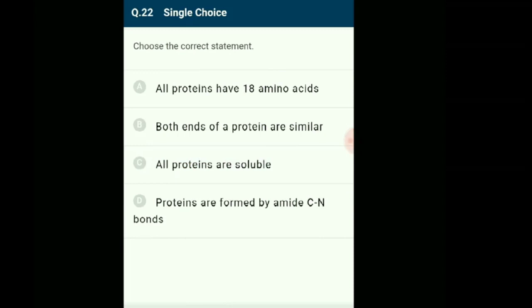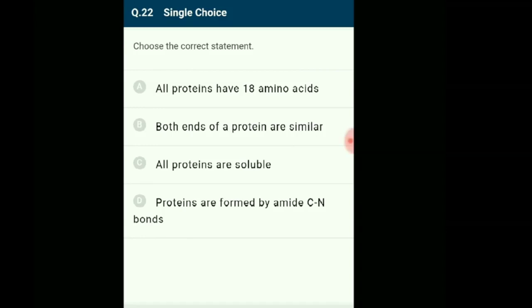Question number 22. Choose the correct statement. 22 amino acids are naturally incorporated into polypeptides and are called proteinogenic or natural amino acids. Of these, 20 are encoded by the universal genetic code. The remaining 2, selenocysteine and pyrrolysine, are incorporated into proteins by unique synthetic mechanisms. There is an N-terminal and C-terminal present in all the proteins. The solubility of a protein in water depends on its 3D shape. Usually globular proteins are soluble while fibrous ones are not.